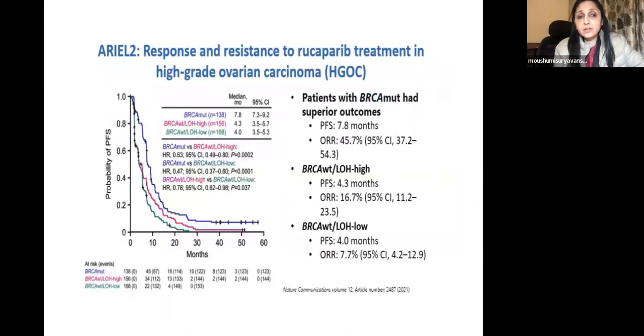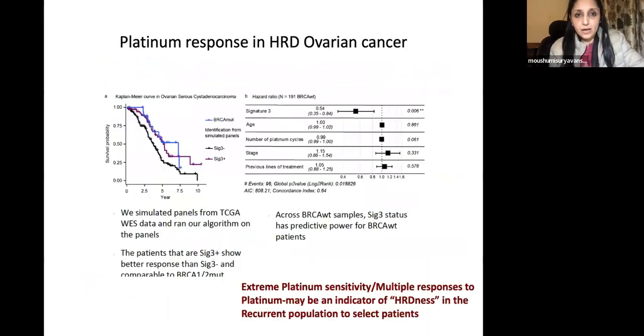So this is another study where there was a response and resistance to rucaparib treatment in patients with high-grade ovarian cancer. So again, the same thing is highlighted, that the patients who are BRCA mutant along with LOH high will do better if they are treated with these PARP inhibitors. And not only the PARP inhibitors, these patients also respond well to platinum. So most of them are platinum sensitive and also sensitive to PARP inhibitors.